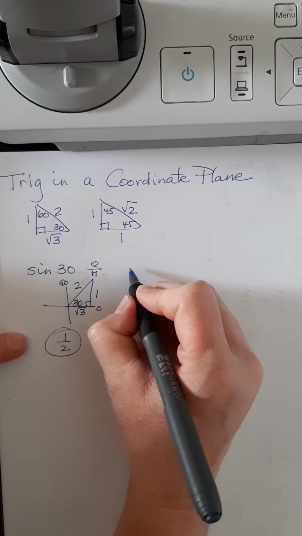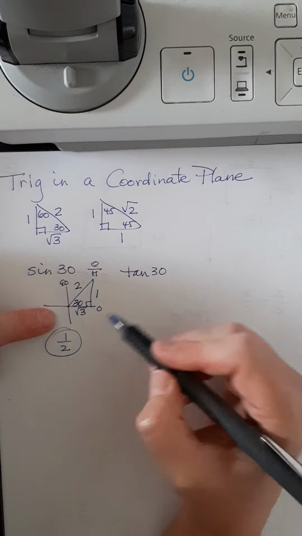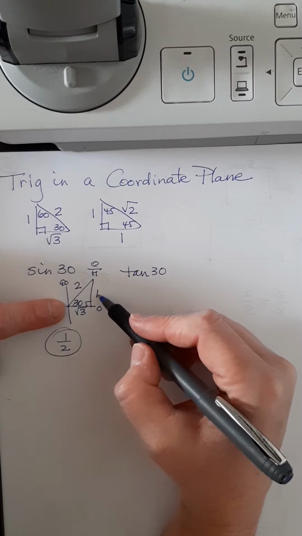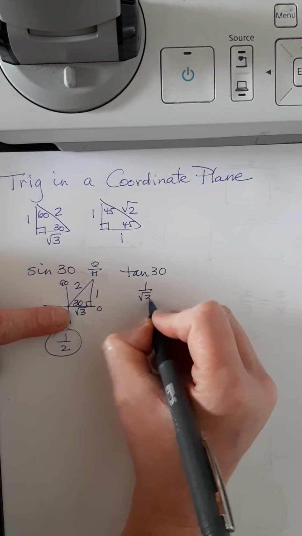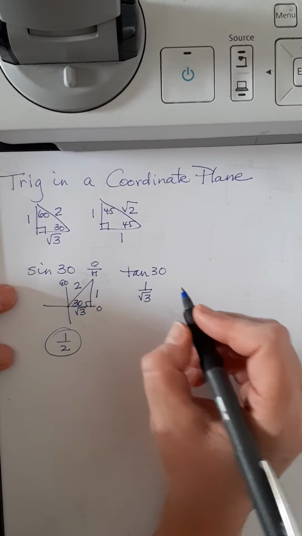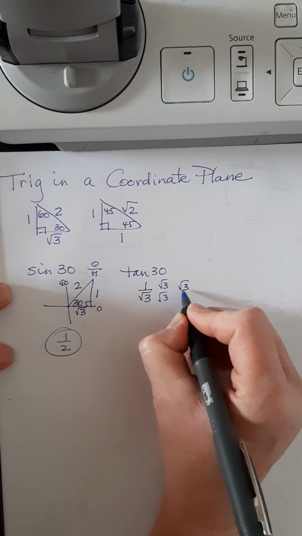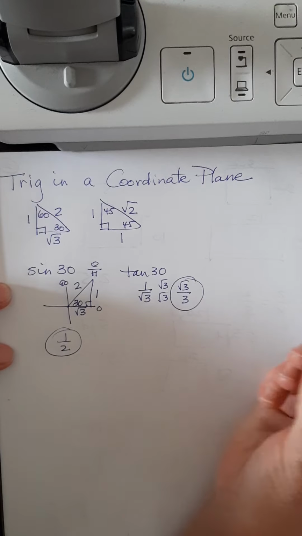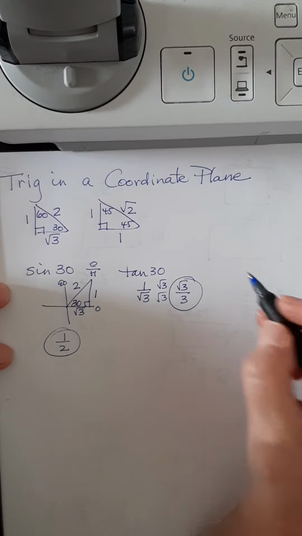I could even ask for tangent of 30. Tangent of 30, opposite over adjacent, 1 over square root of 3. And technically, to rationalize, if you multiply the top and the bottom by square root of 3, it simplifies a little bit for you. I could even take some of the reciprocal functions.